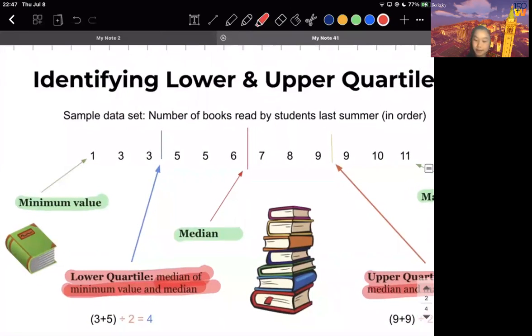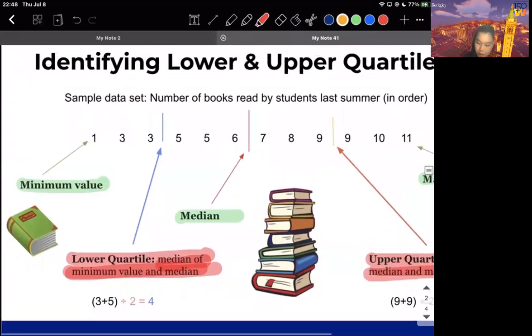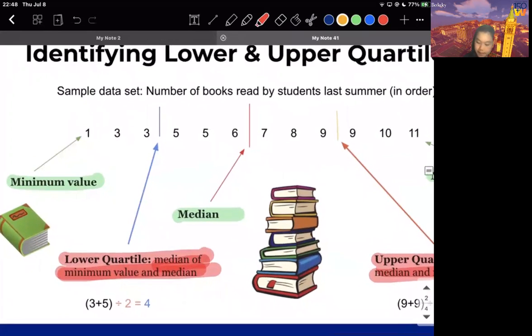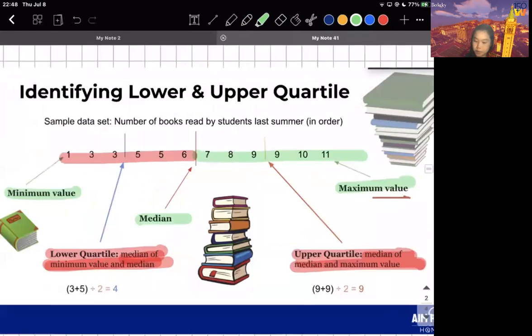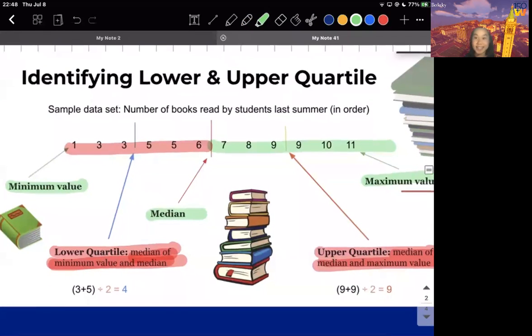For example, in this case, let me use this highlighter. The lower quartile in this case would be the median between these numbers, versus the upper quartile would be the median in these numbers. So you'd look at this data in two sets.